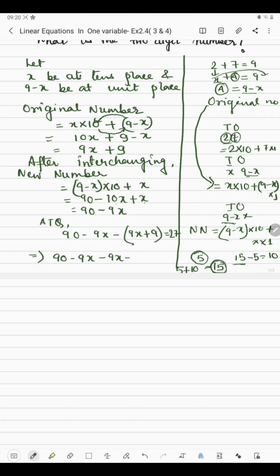So I am considering here one digit is x and another digit is 3 times the other digit. If we consider the other digit as x, then one of the digits will be 3x, because it is said that it is 3 times the other digit. So we will consider x and 3x. Okay, these will be the two digits. Now one we will consider at tens place and another at ones place. So let x be at tens place and 3x be at unit place.